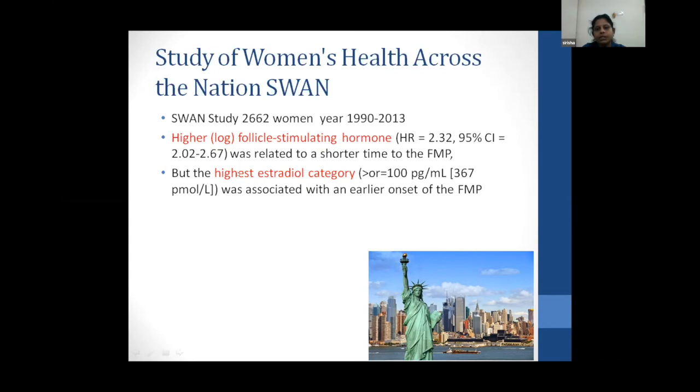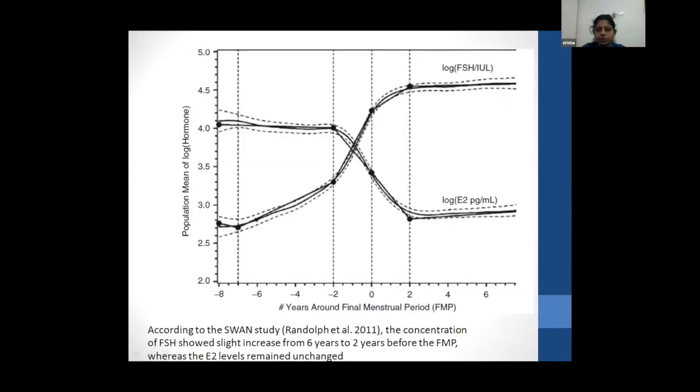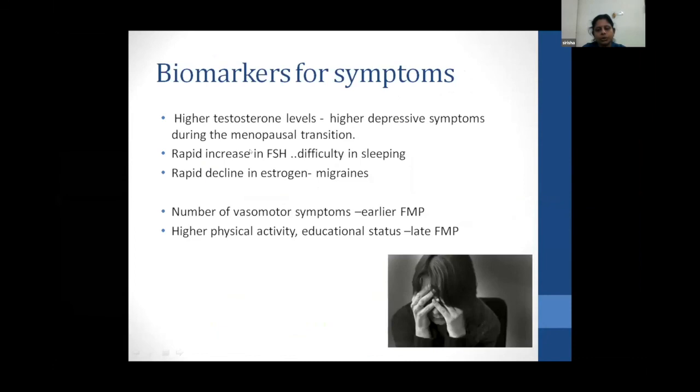So we have to understand that estradiol does not decrease, or it might even be slightly on the higher side. The graph shows FSH slightly increasing and estrogen which doesn't decline at the level of the menopausal transition, I mean at the final menstrual period. So we are just trying to find out if there are any biomarkers for the symptoms.